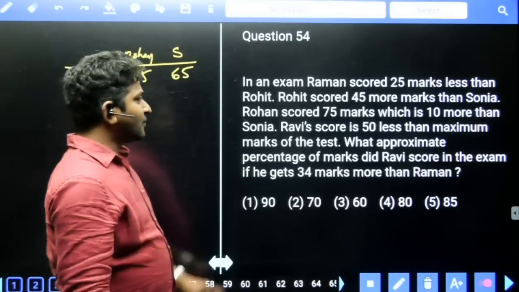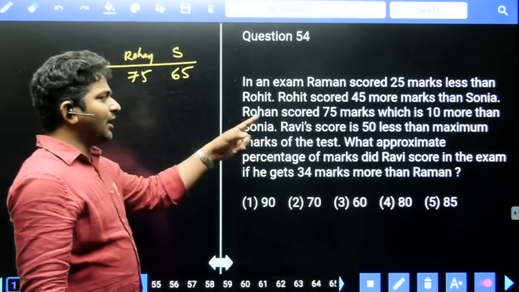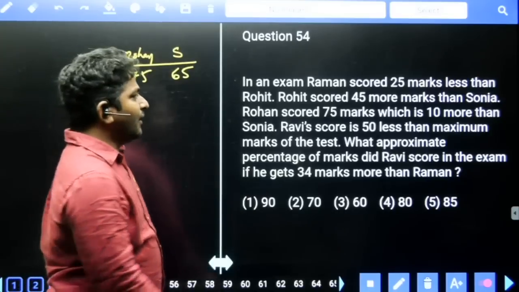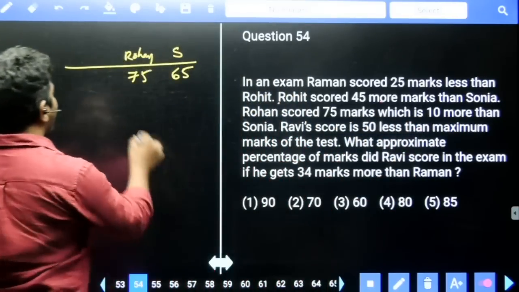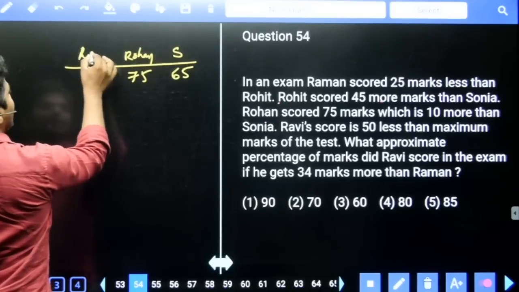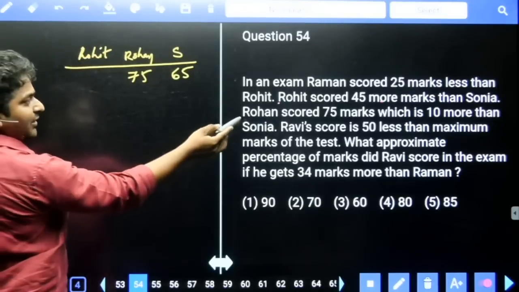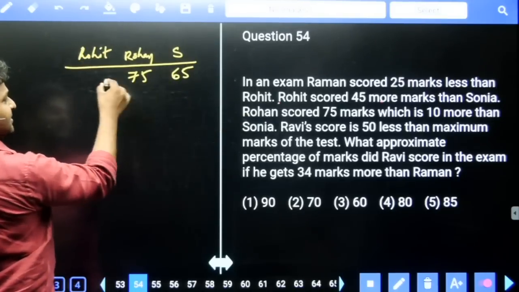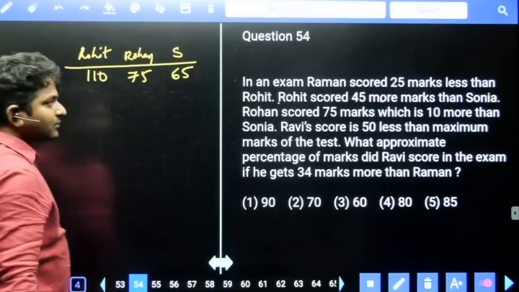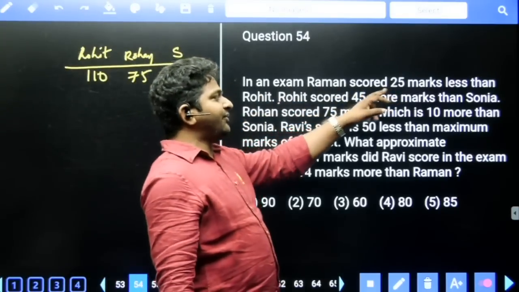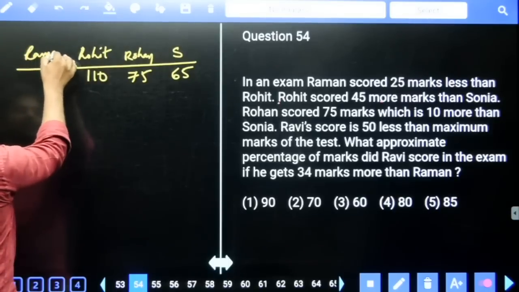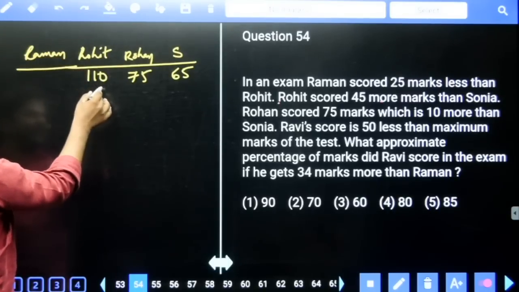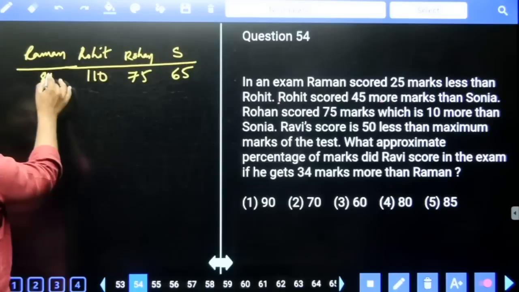So far we know Rohan and Sonia. Rohit scored 45 more marks than Sonia. Now we are talking about Rohit. Rohit scored 45 more than Sonia's marks, that is equal to 110. Raman scored 25 marks less than Rohit. Then Raman is going to score 25 less than this number. 25 less than this number is 85.